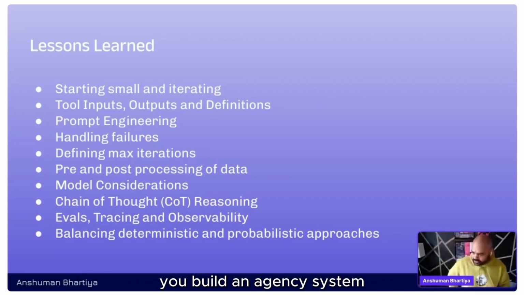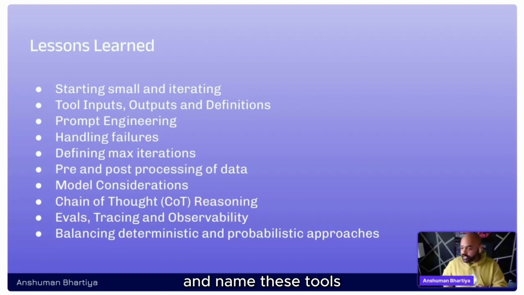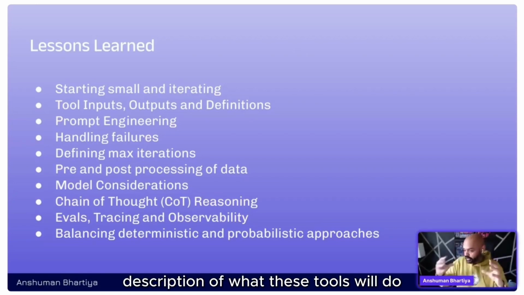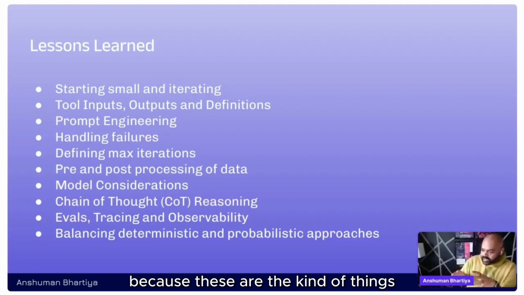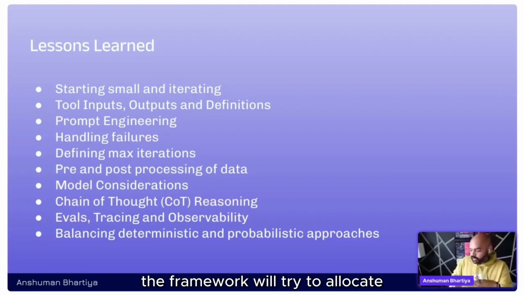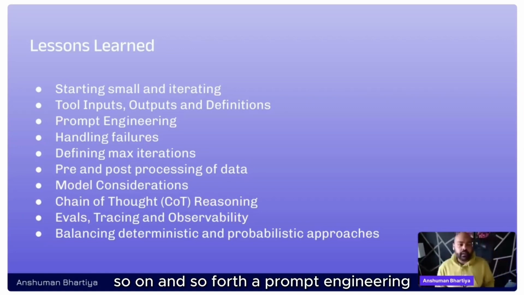Anytime you build an agentic system that has access to tools, it becomes very important to name these tools in a way that explains what each is supposed to do. It is important to have a string-formatted description of what these tools will do, because these are the things the framework will look at before making a decision of what tool to use, how to use it, what inputs to provide, and so forth.